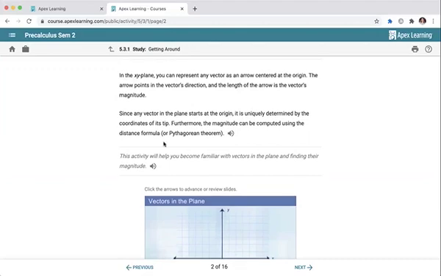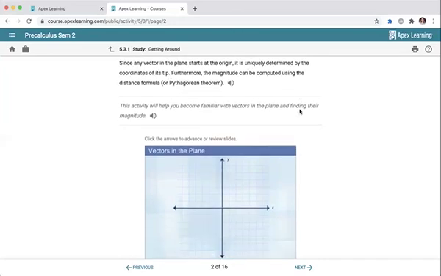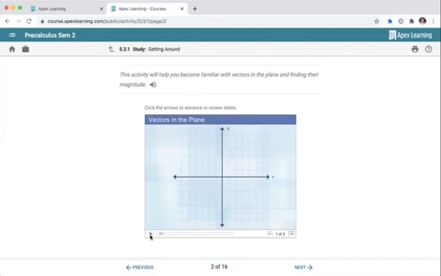And since any vector in the plane starts at the origin, it's uniquely determined by the coordinate of its tip. So again, the tip of the arrow. Because all vectors in the XY coordinate plane, we're going to say, start at our origin to make it simple. And if we have something not perfectly horizontal or vertical, we can use our Pythagorean theorem or our distance formula in order to calculate our magnitude, since we're starting at our origin here.